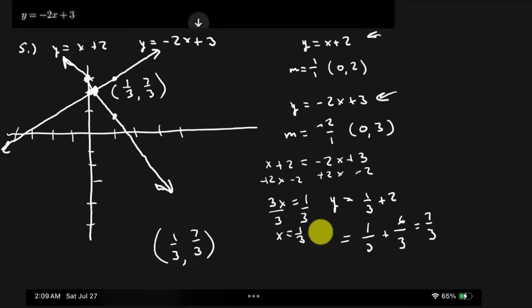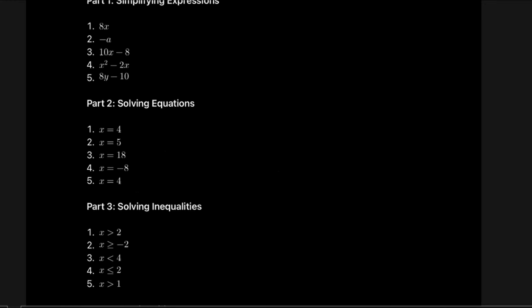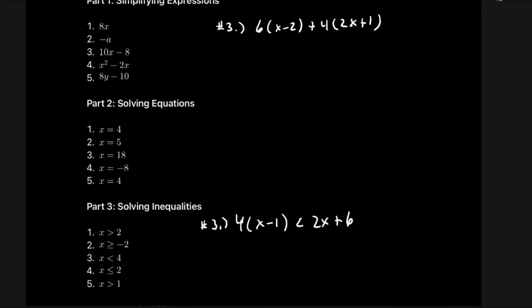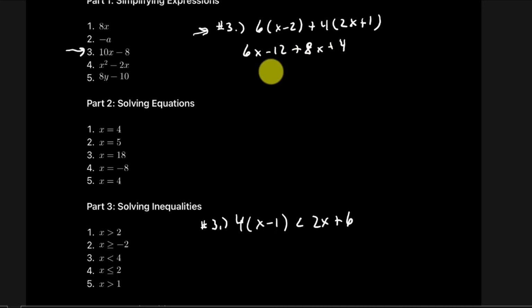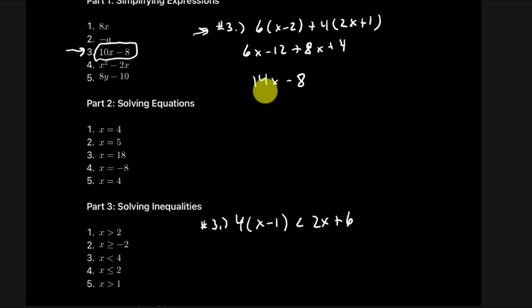Now, let me show you something that's shocking. Well, that really surprised me. All right. So I just paused the video. I had to go back and find them. But this problem, number 3 in simplifying expressions, this one right here. So remember, we worked this 6x minus 12 plus 8x plus 4. And so that was 14x minus 8. Look at the answer ChatGPT gave. They put 10x instead of 14x. So I thought that was interesting that this thing would miss that problem. I don't know what happened, but yeah, ChatGPT got it wrong.